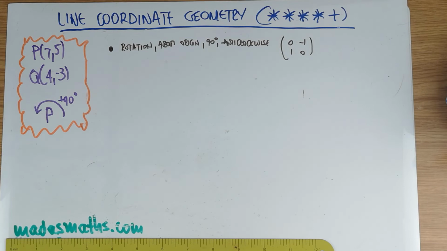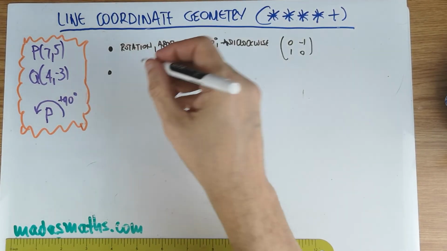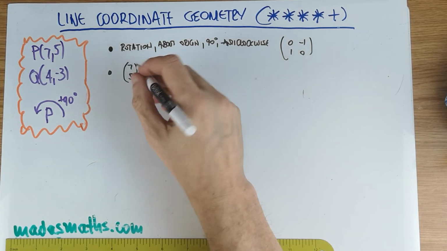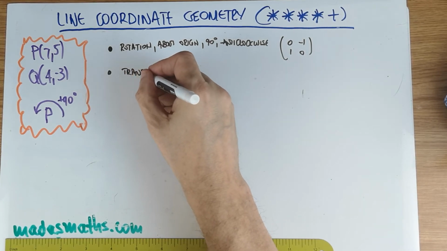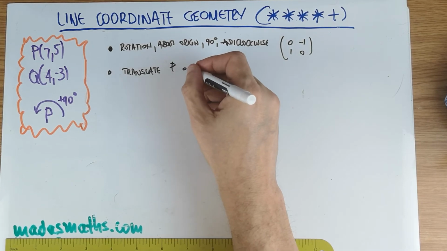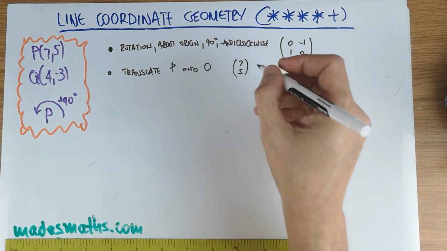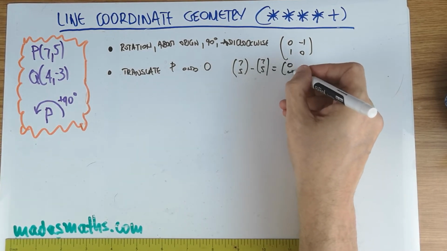This is the matrix that rotates about the origin by that amount. The problem is we're not rotating about the origin. We're rotating about the point (7, 5). So the next line is quite a joke, really. Translate P onto O. This is very interesting. (7, 5) take away (7, 5) gives me (0, 0).